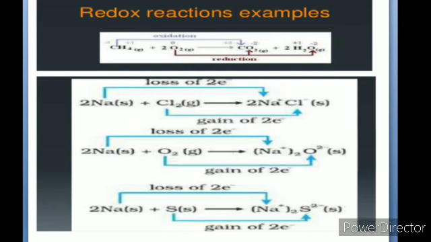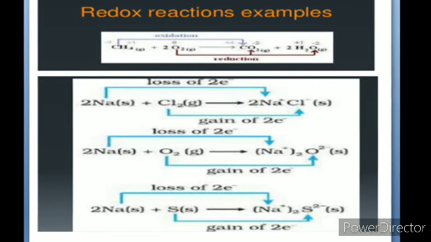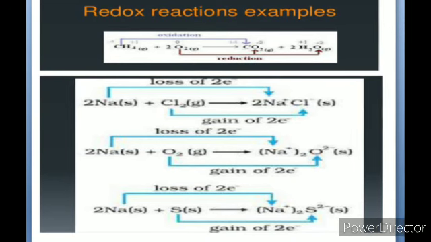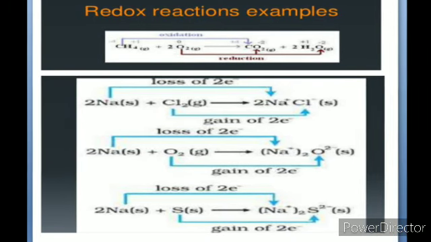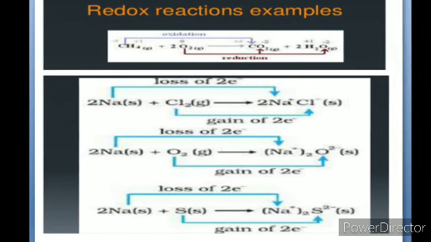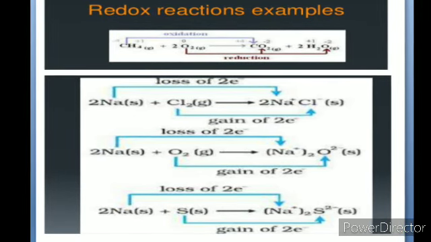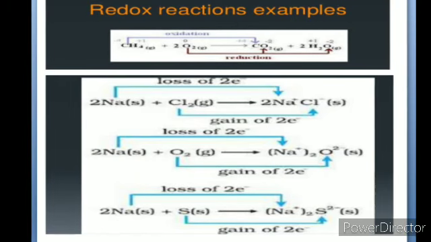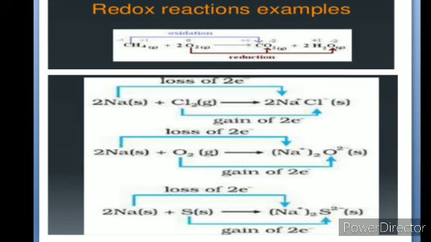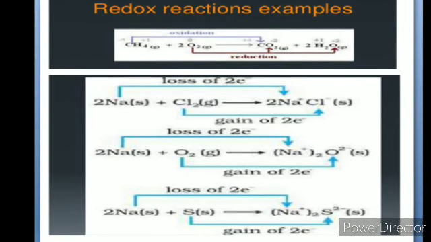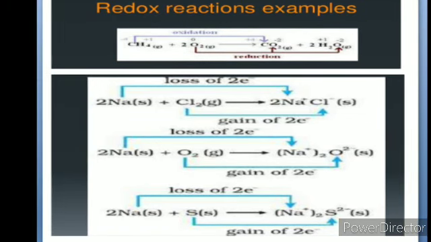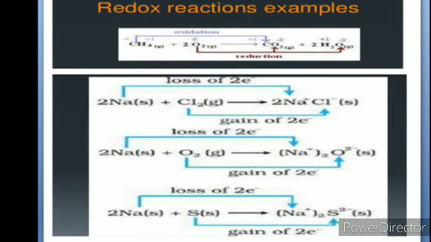Next, sodium reacts with oxygen gas to form sodium oxide. Again sodium loses the electron, so it gets oxidized, and oxygen gains the electron, so it gets reduced. Next, one more example. Sodium reacts with sulfur to form sodium sulfide. Here again sodium loses electrons, so it gets oxidized, and sulfur gains electrons, so it gets reduced.